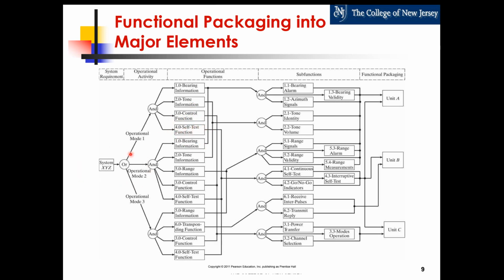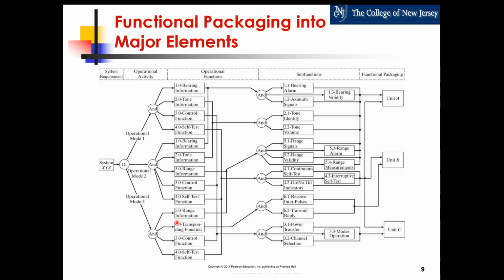Then when it is in operational mode 2, it is going to have to determine also bearing information, tone information, range. You have to have a control function and also self-test. And then operational mode 3 is going to determine range information. It's going to have to do transponding, which is transmission and receiving. It's going to have a control function and also self-test capabilities.